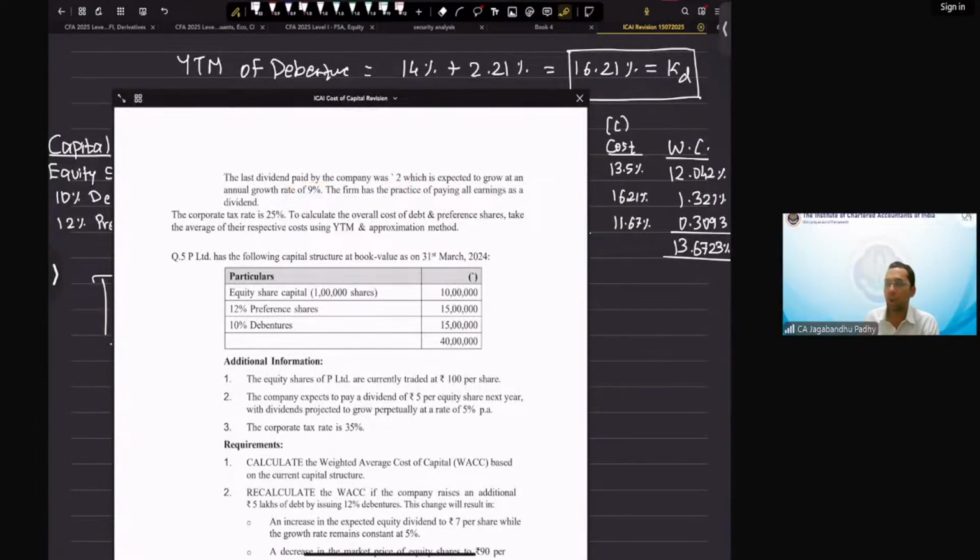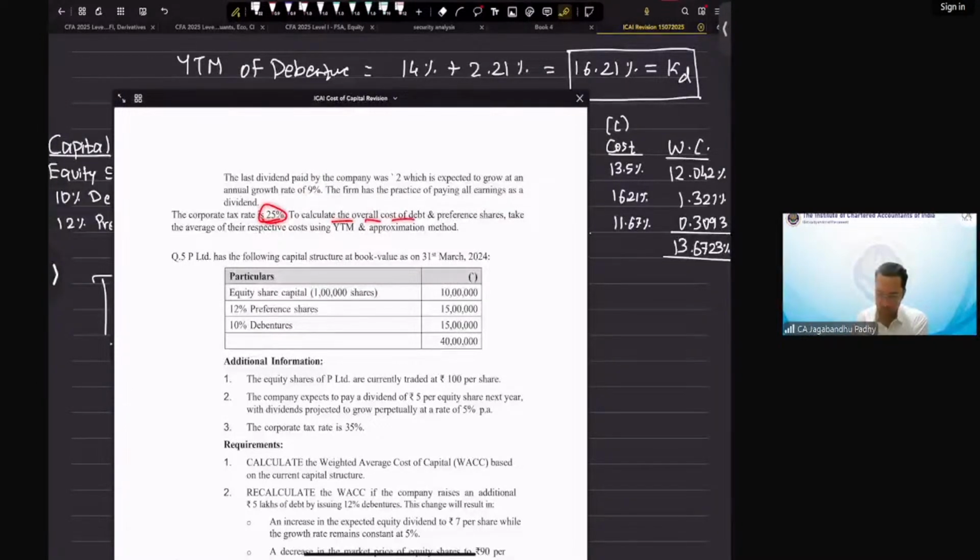So we are going to use the Gordon model, or the dividend growth model, in which dividend is going to be 2 rupees and it's going to grow at an annual rate of 9%. Firm has a practice of paying all earnings as a dividend. So we have got the growth rate. We'll be using the dividend growth model. Corporate tax rate is 25%.